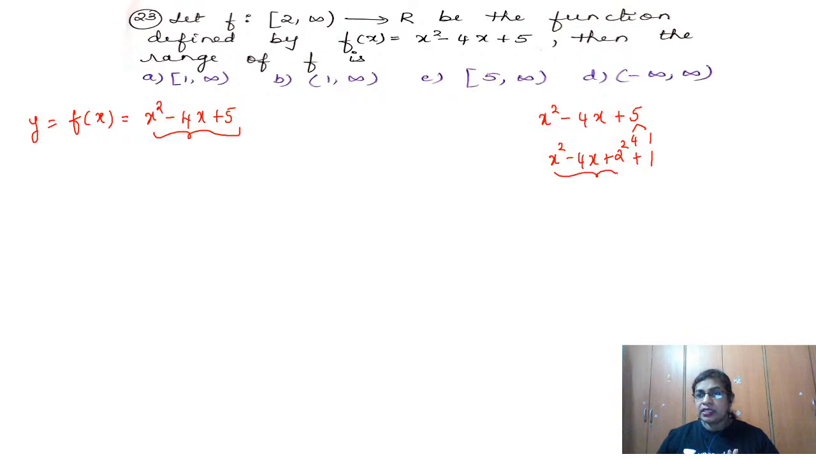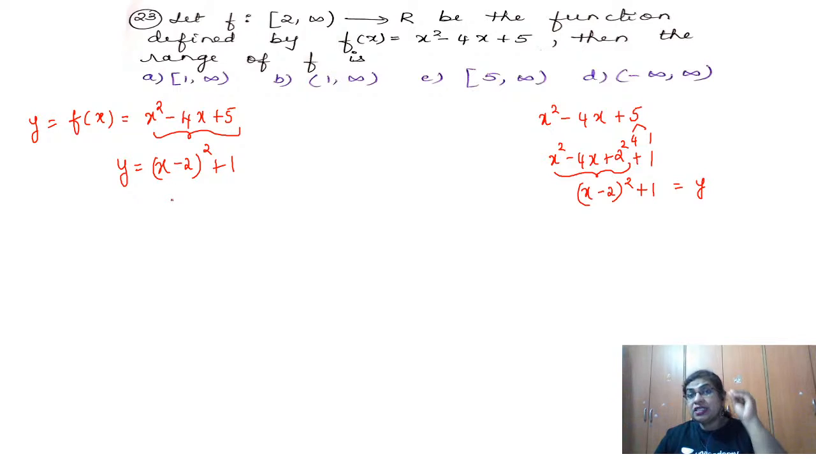Therefore this is a square minus 2ab plus b square, which is a minus b the whole square, isn't it? So it is x minus 2 the whole square plus 1. So y is x minus 2 the whole square plus 1. Now I want the range. The domain x belongs to 2 comma infinity, and the y values I am interested in finding will give me the range, the image.